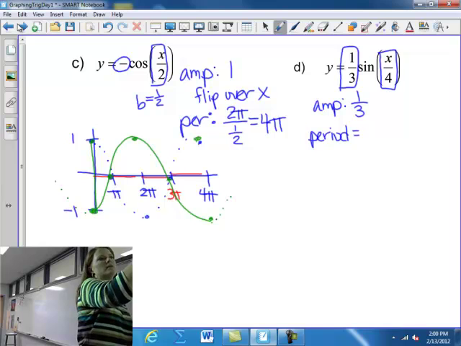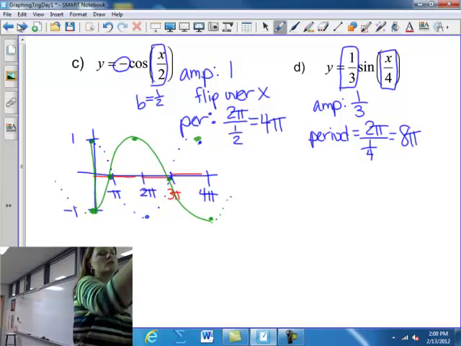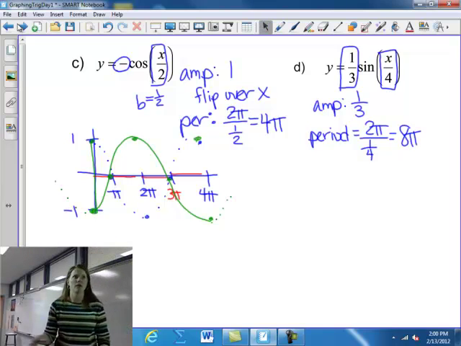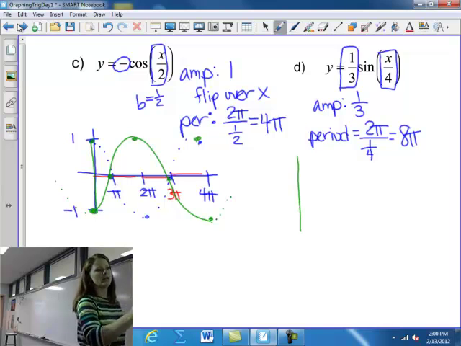The period's going to be 2 pi divided by the b value, which was 1/4. b is a fourth, so that's 8 pi. Again, it still works with our rules about the stretching and shrinking, and you can do it that way. The reason we're showing you this period is 2 pi over b is because of the next example that's coming. So you want to get that in your brain.